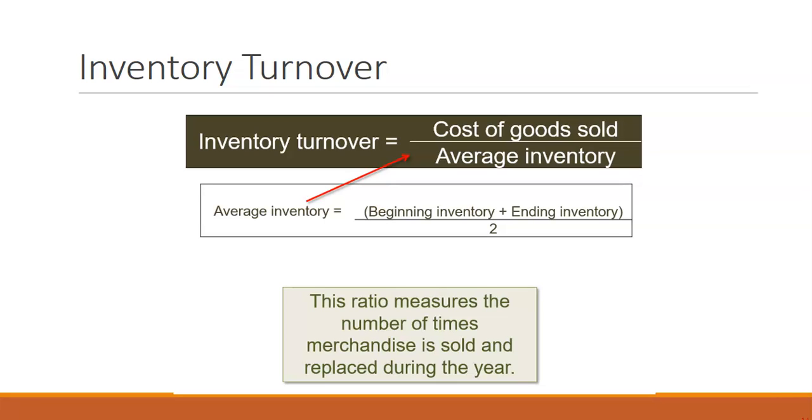We also look at the inventory turnover. This tells us a very similar thing: how many times our merchandise is sold and replaced throughout the year. The amount of our inventory turnover varies depending on the kind of industry we're in. We would expect a grocery store to have a much higher inventory turnover rate than a car dealership. The inventory turnover is the cost of goods sold divided by our average inventory amount.